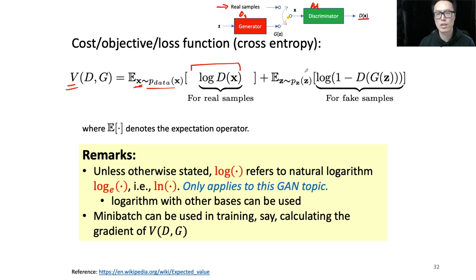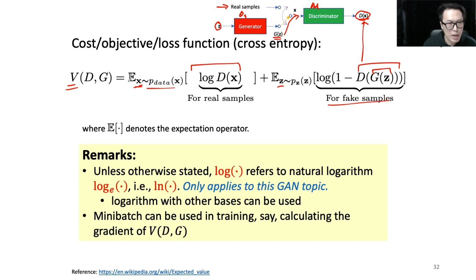The next one: we draw Z from the distribution P_Z, that is the latent, and generate G(Z), and then feed it into the discriminator and collect D(G(Z)). So these are the fake samples, put into the discriminator. Then we take 1 minus this one and take the log. This part is for the fake samples.